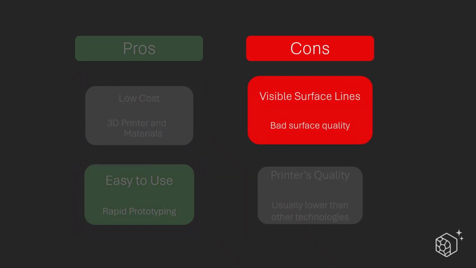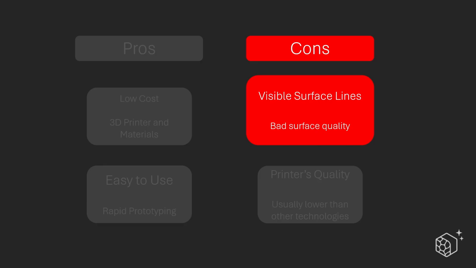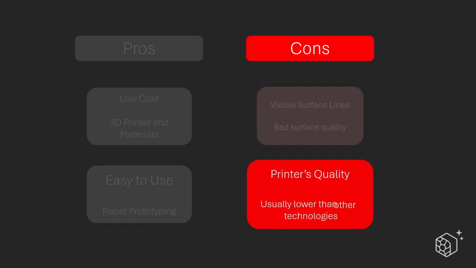However, FDM prints often show visible layer lines, which can affect surface quality. In addition, the level of detail is usually lower compared to other technologies.